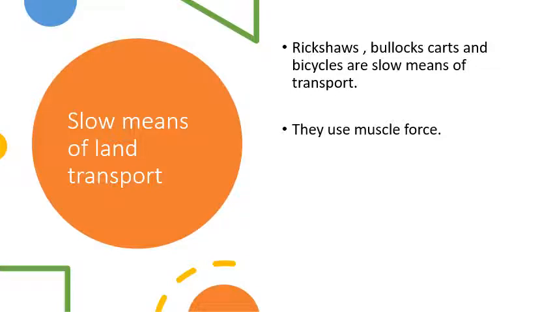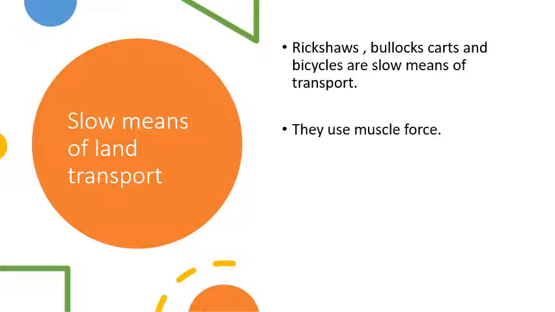Then we have slow means of land transport. Till now we have studied means of transport like car, bus, truck or rails which move very fast. Now we will study the slow means of land transport. In this category come rickshaws, bullock carts and bicycles.